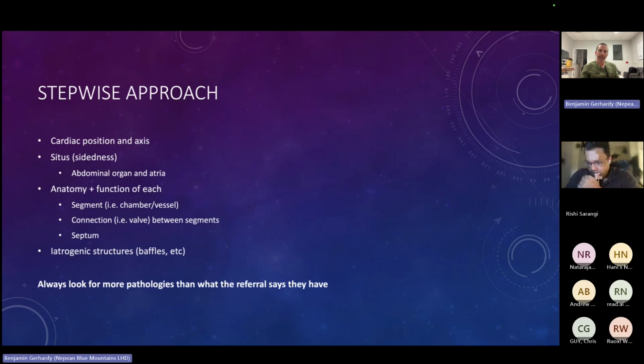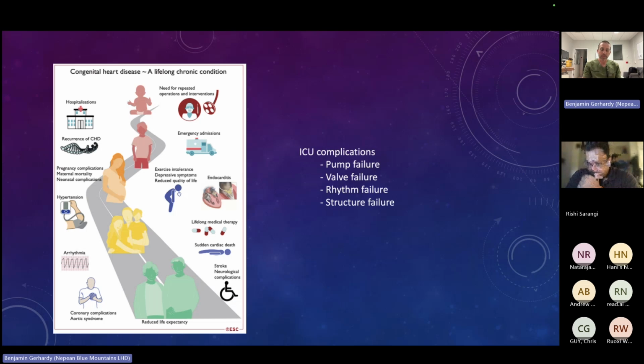If you are scanning a congenital heart disease patient in the outpatient setting, so they're not critically unwell, then the referral will often say next to nothing useful apart from maybe congenital heart disease. Just because you find a pathology doesn't mean that's the only pathology. Go looking through and make sure you have that systematic approach to work out if you're missing anything. And this is why it matters: congenital heart disease is a lifelong problem. By the time they get to adulthood, they have not only the standard ischemic heart disease risk factors, they can have valve failure, rhythm failure, structural failure.